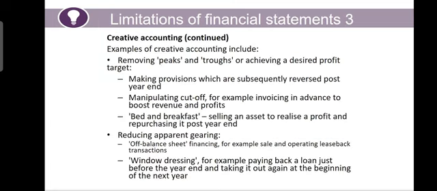Creative accounting, examples of creative accounting include removing peaks and troughs or achieving a desired profit. So what does that mean, removing peaks and troughs? Peaks and troughs means that in business, it is possible that some type of these things happen, but you try to make it smooth like this. So you are transferring some of the revenue in future, you are delaying some of the revenue. So you manage it. You don't want to show this type of movement.